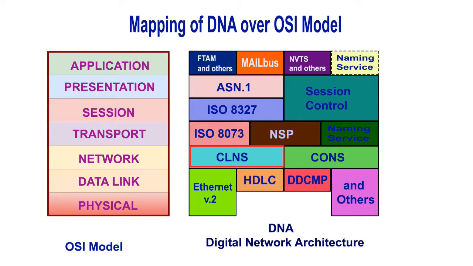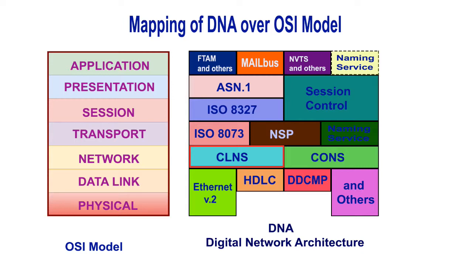CLNS uses 3 ISO protocols. The first is ISO 8473, a protocol for providing the connectionless mode network service, which controls data transmission tasks between two end systems.